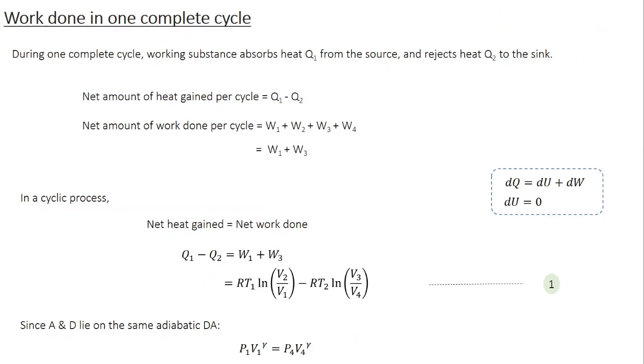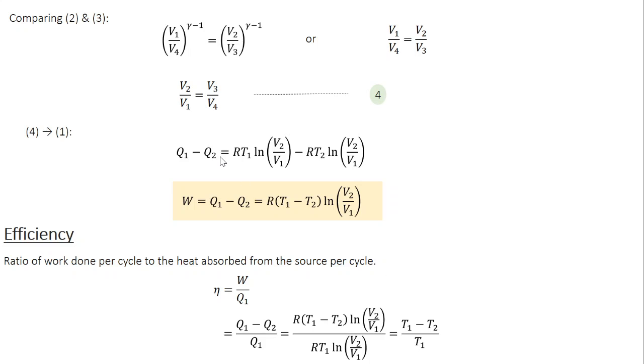If you remember our original expression for work done, this is the expression. Here, instead of V3 divided by V4, now I can write V2 divided by V1. So when I do that, I get the work done, which is Q1 minus Q2 equal to RT1 ln V2 divided by V1 minus RT2 ln V2 divided by V1. The ln factor is common, I take it outside, so I get work done during one complete cycle of a Carnot engine equal to Q1 minus Q2, which is equal to R into T1 minus T2 into ln V2 by V1.